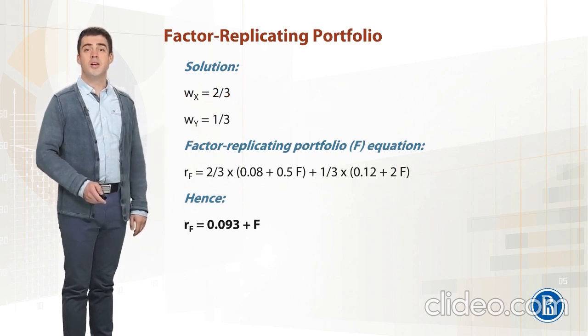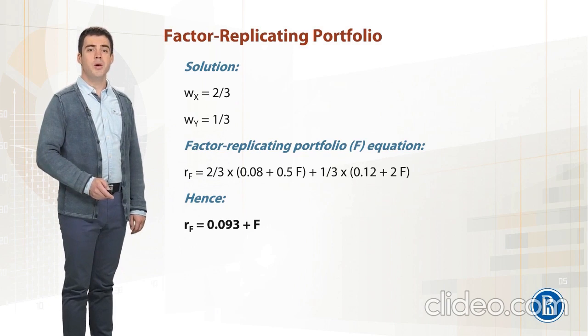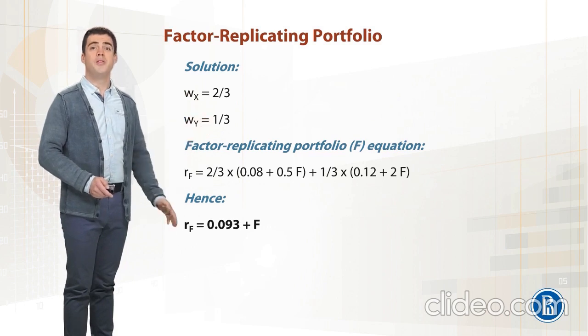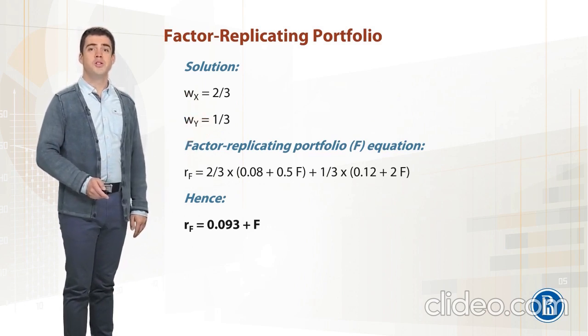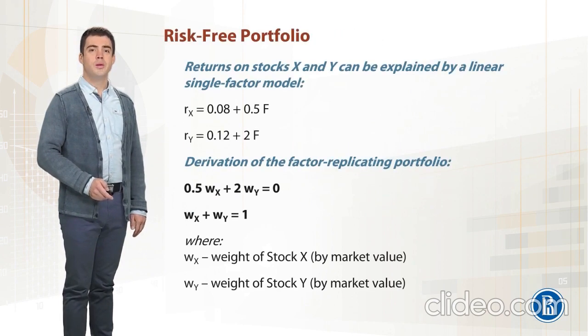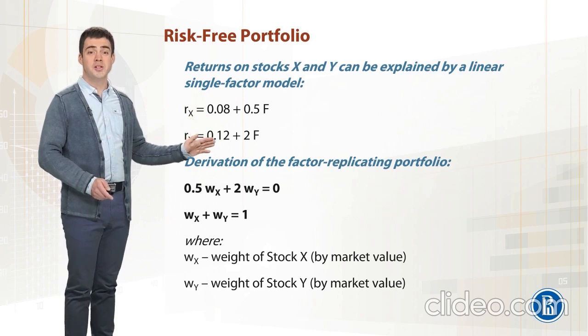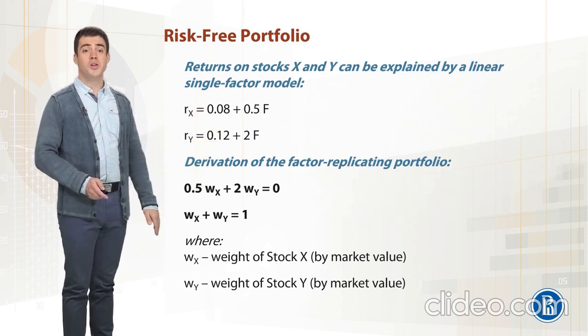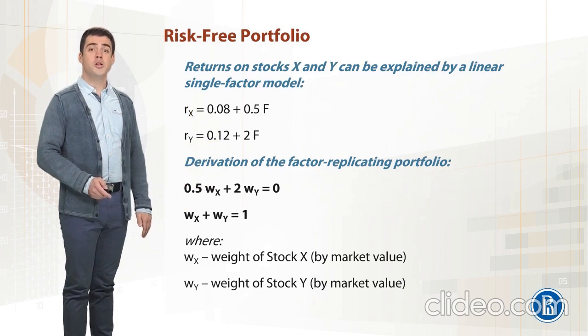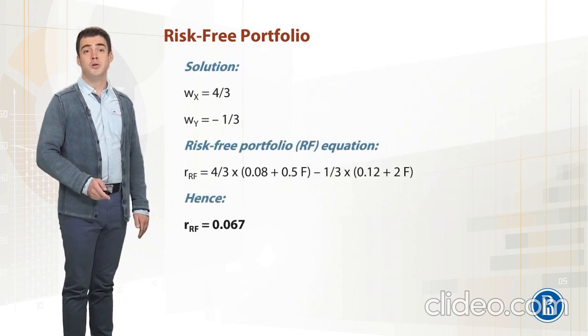So the portfolio, which contains 2/3 of stock X and 1/3 of stock Y, is indeed supposed to have the sensitivity to the factor change equal to 1, and the expected return of this portfolio equals 9.3%. We can do just the same thing in order to replicate the portfolio which has no sensitivity to factor F. The only difference here is that the target factor sensitivity to F should be equal to 0. This equation also has just a single solution.